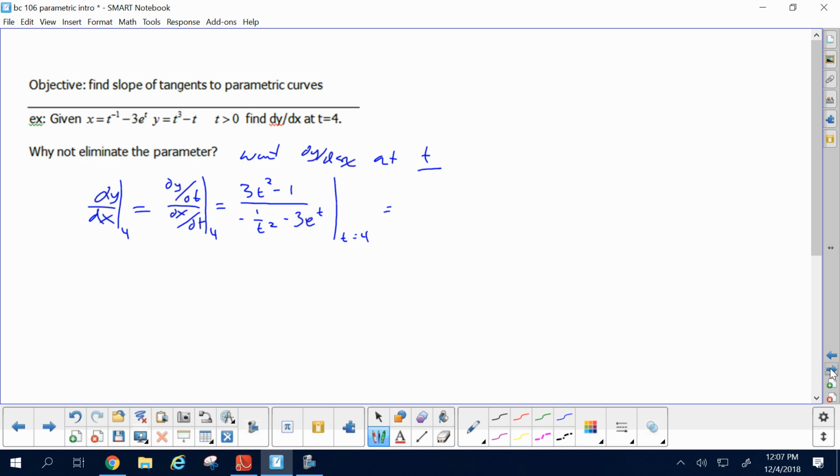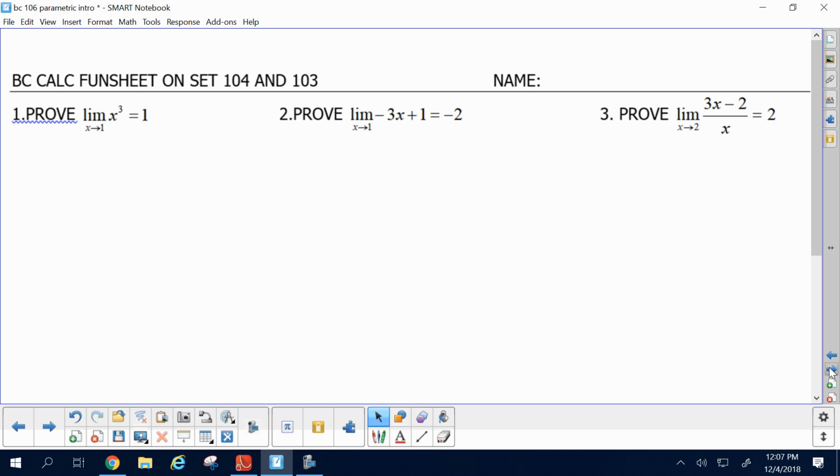All right. So the numerator, what is it? 47. And the denominator is what? 1/16 minus 3 to the 4th? Negative 1/16. Thank you. You're right. Okay. And there's your slope. You follow? Cool. I think you should be on your way on that test.